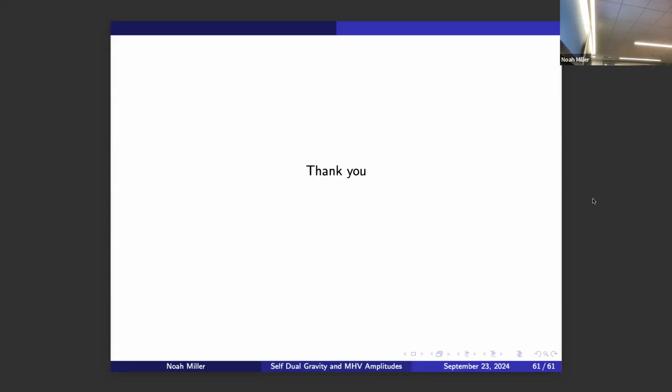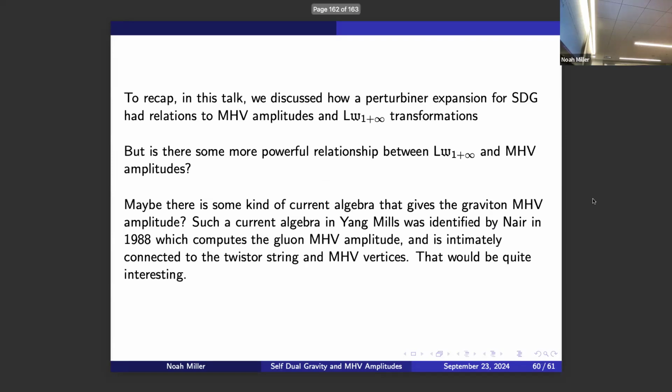Yes? My question is probably after your last point. You showed how you can generate these diagrams by expanding some, I think you explained it for the gauge theory case. But if you apply this to the gravity case, then you'd be generating this expansion that you have for self-dual gravity by expanding an action for a solution. You understand what I'm saying?